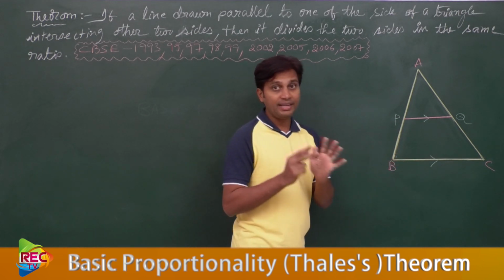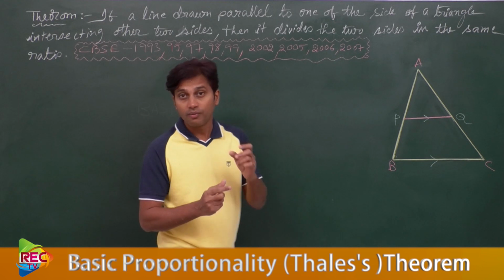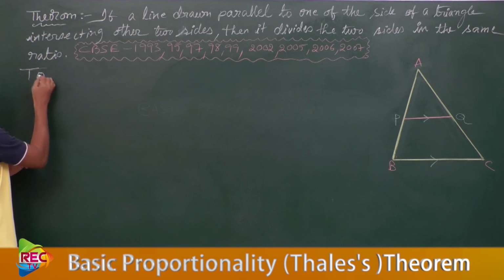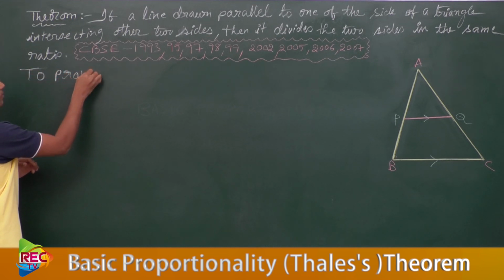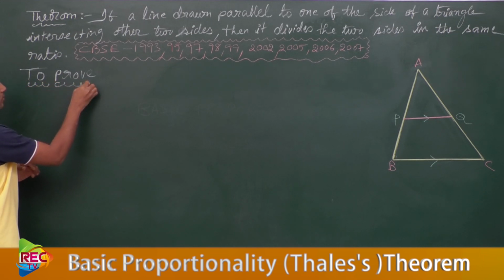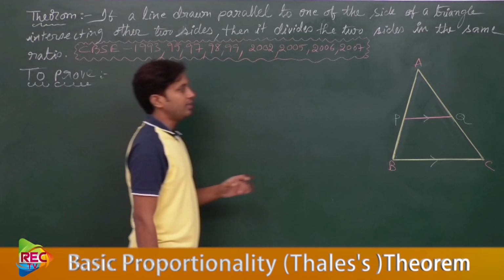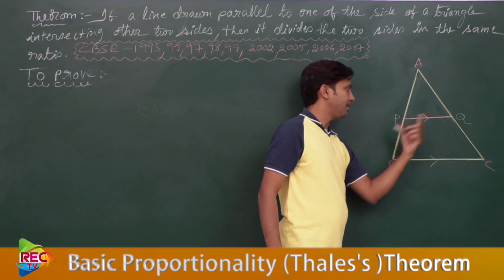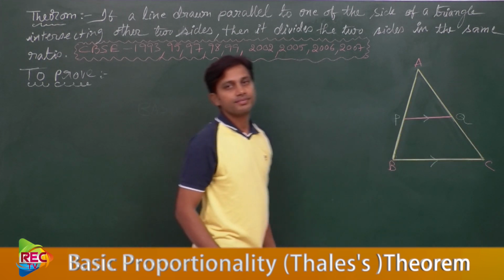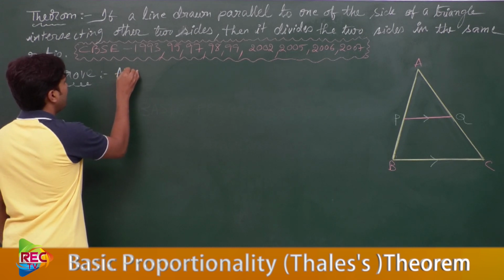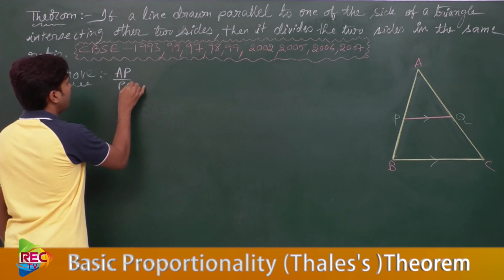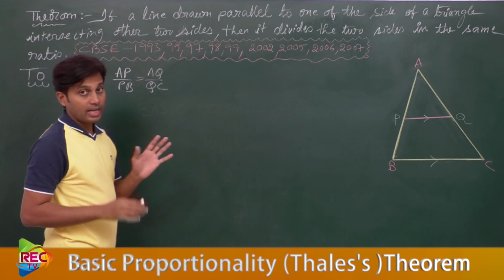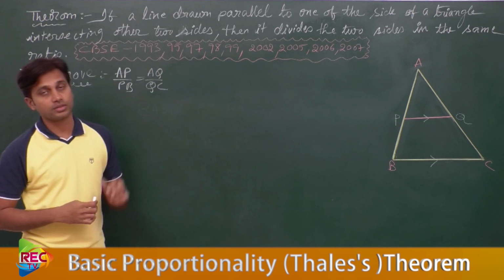Okay, what does it mean? We need to write down first the conclusion, meaning what we have to prove. Just see here what we have to prove. Let me write here, to prove. We need to prove that this line divides these two sides in the equal ratio, that means AP by PB equals AQ by QC. This has to be proved. Okay, we need to show this.